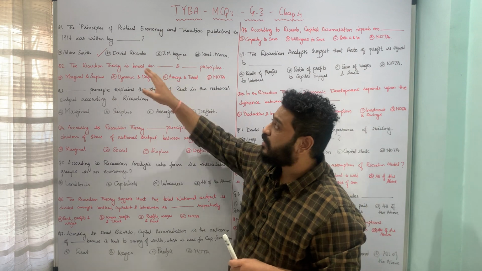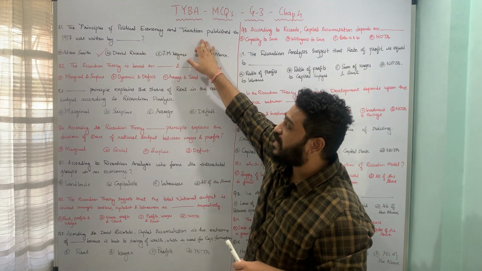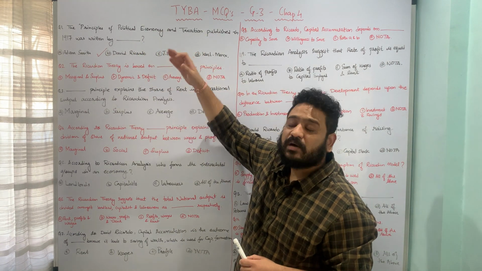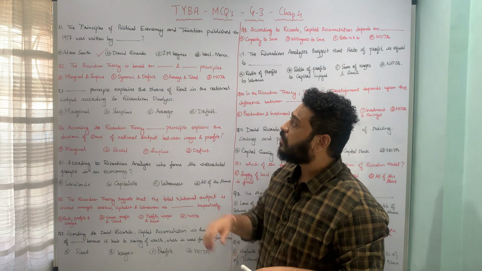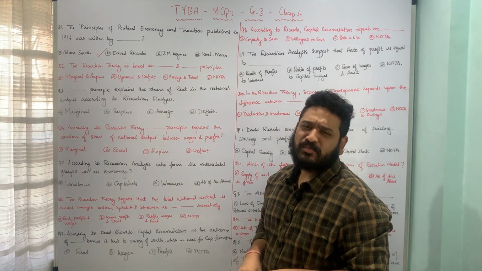The name of the book, mind you, is The Principles of Political Economy and Taxation. It was written by David Ricardo and published in the year 1917. I hope the question is clear. Let us now move to the second question.